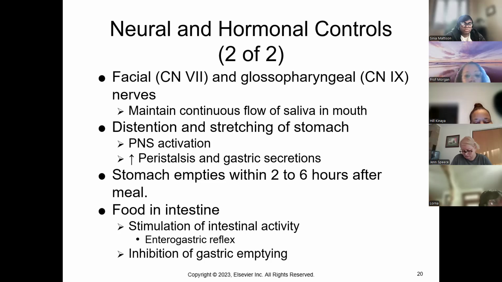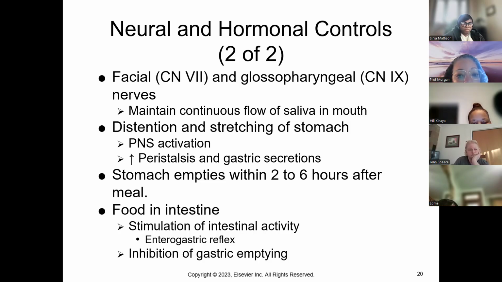Okay, so using that facial nerve, cranial nerve 7, and glossopharyngeal cranial nerve 9, sympathetic nervous system maintains a continuous flow of saliva in the mouth. That helps keep everything moist. It helps with cleaning. It helps with you being able to talk so that your mouth is not too dry. If you were to have a dry mouth for any reason, then that would cause that sensation of thirst, and that is supposed to help protect you against dryness in that mouth.